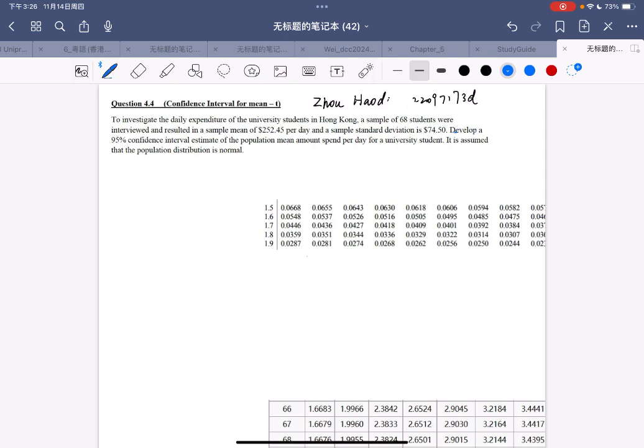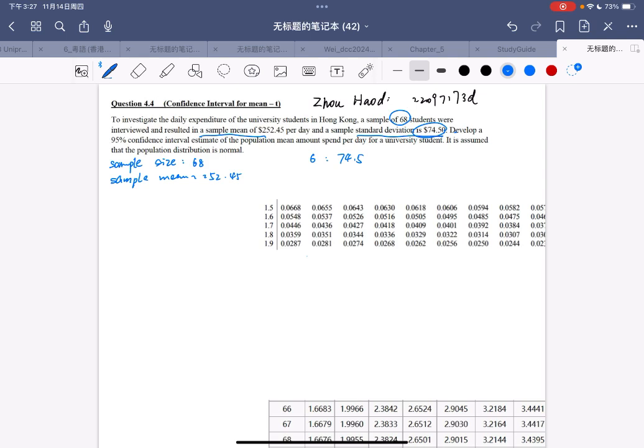Now let's look at question 4.4. We will use both the Z method and the T method to solve this question. The problem provides us with data: the sample size is 68, the sample mean is 252.45, and the sample standard deviation is 74.5.